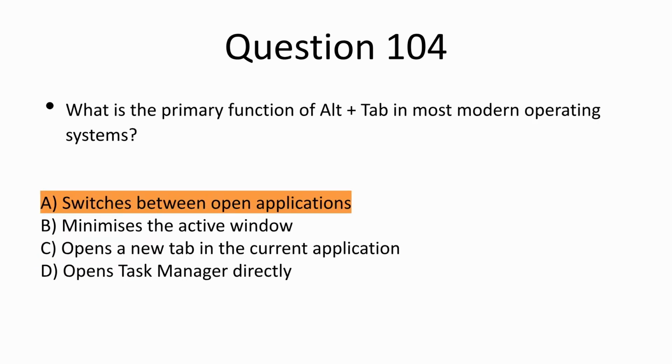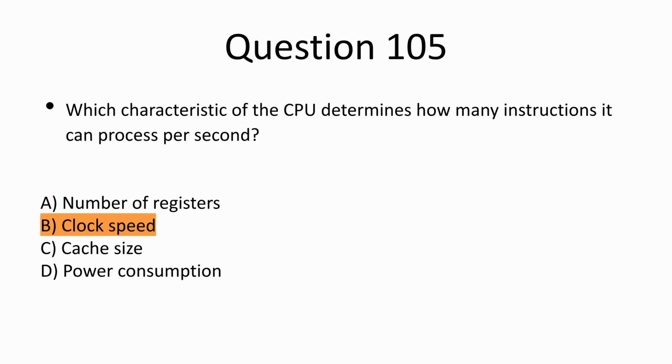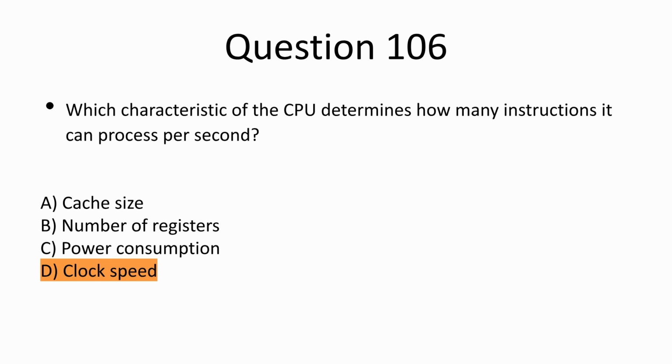Finally, question 104. What is the primary function of Alt plus Tab in most modern operating systems? The answer is A. Switches between open applications. Question 105 asks, which characteristic of the CPU determines how many instructions it can process per second? The correct answer is B. Clock speed. Question 106 is the same question.